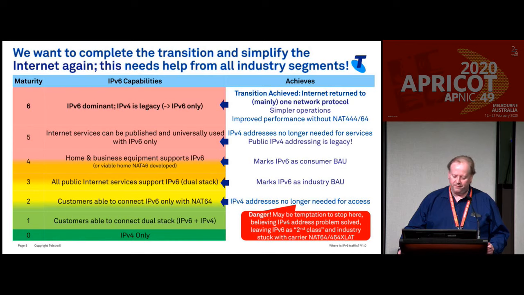Isn't that enough? Well, you look at where you could get to, and if you really want the internet to get back to the simple stage it was, we can't afford to stop there. We really want to keep moving along and get to a point where we don't have to commit the industry eternally to NAT444 or NAT64 along the way. We can get rid of the translation devices.